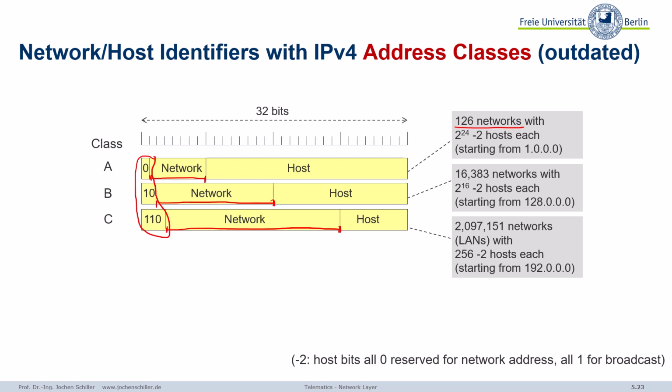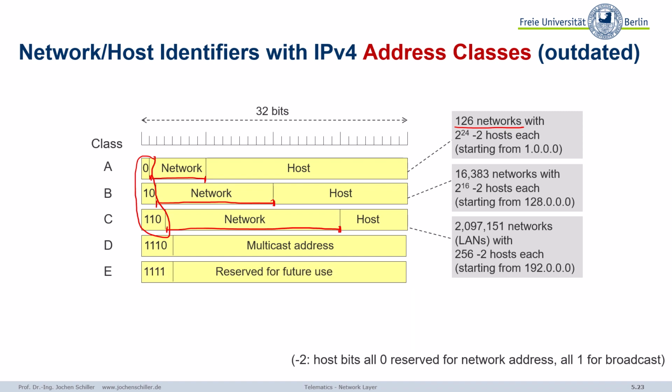That's always a bit less because there's a special address for the network, as we saw on the slide before, and a special address for a broadcast within the network. So these are the classical classes A, B, and C. And then there was a definition for multicast. We'll come back to multicast. Multicast means one sender sends to a group of receivers, with some reserved addresses.